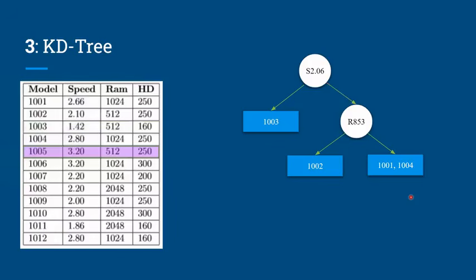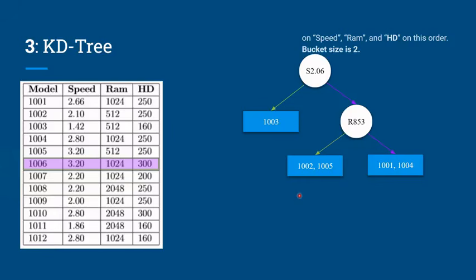Then we go to model 1005 record. As we start, we are at this node, which takes into consideration speed 2.06, and our value for 1005 speed is 3.2, which is greater than 2.06. We go to the right subtree. Now we're taking into consideration the RAM, 853, while our 1005 is 512, which is less than 853. So we go to the left, and 1005 should be placed along 1002. Then we go one step further to model 1006.